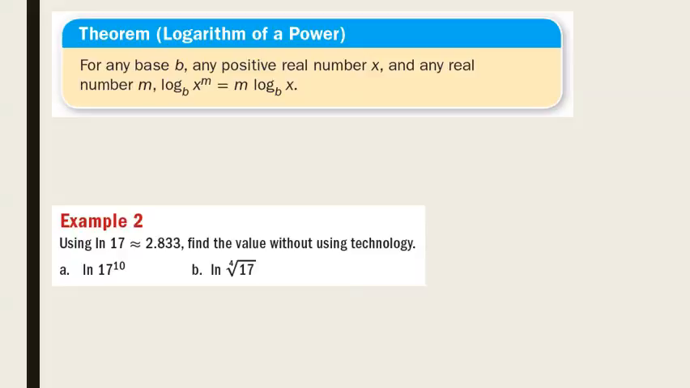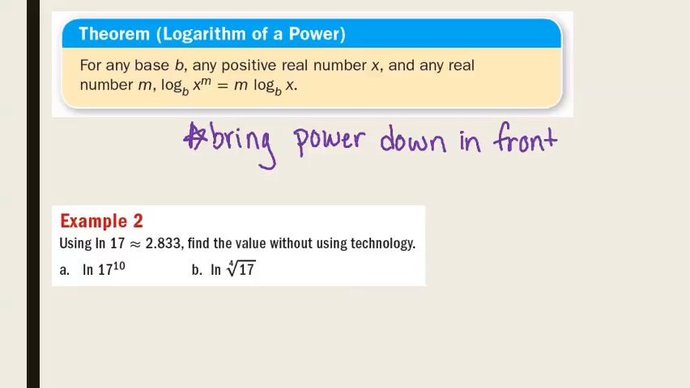Okay. Our last property rule for logarithms is logarithms of a power. And what it says is for any base b and any positive number x, because you can only take the logarithm of positive numbers, and for any real number m, where m is the exponent, log base b of x to the m is just equal to m times log base b of x. So in other words, this just tells you to bring the power down in front of the log. So we can use that to simplify different expressions.